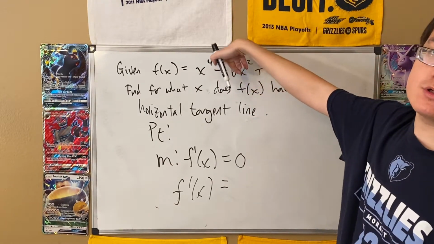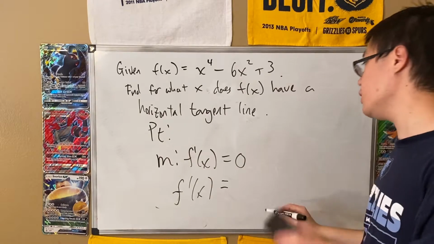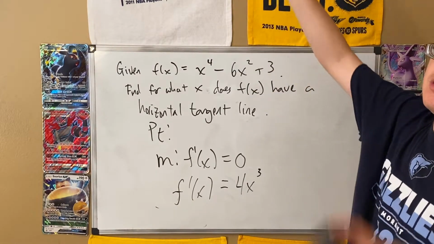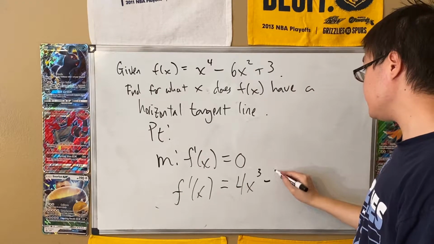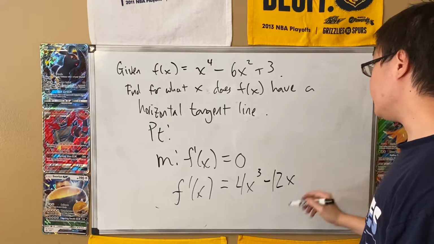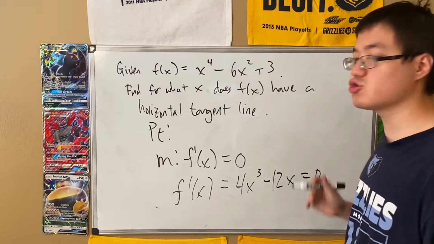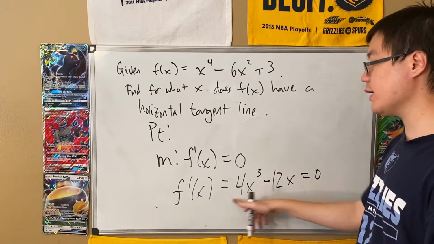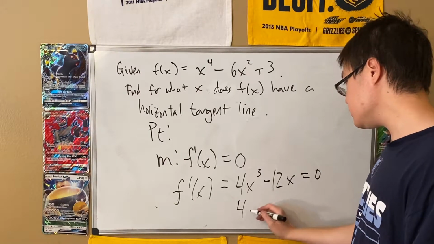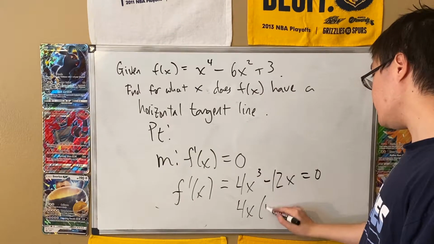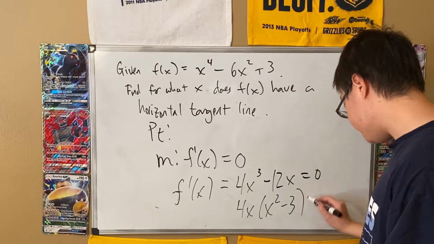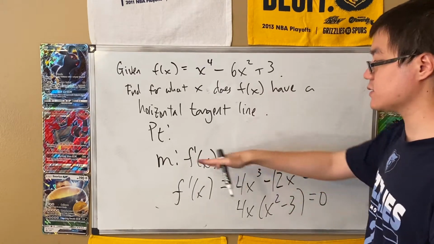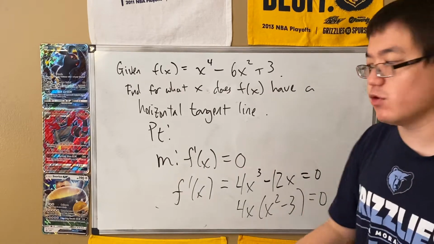So we're going to take the power, drop it to the front, and subtract 1. Always our favorite process: 4x cubed. Same thing here, take the 2, let it meet the minus 6. So it should be negative 12x. And then we're going to set it equal to 0 because we're trying to find the x's that make this happen. So it looks like I can take out an x and a 4. So it's going to be 4x, and then it's going to be x squared minus 3. These are the x's that make this line have a slope of 0 because the derivative will be 0.